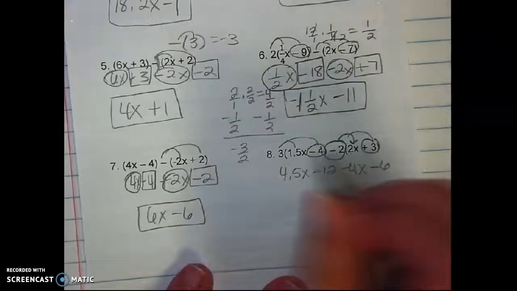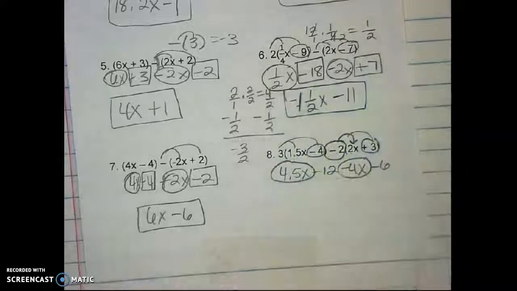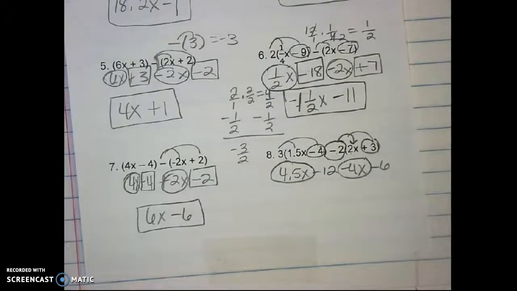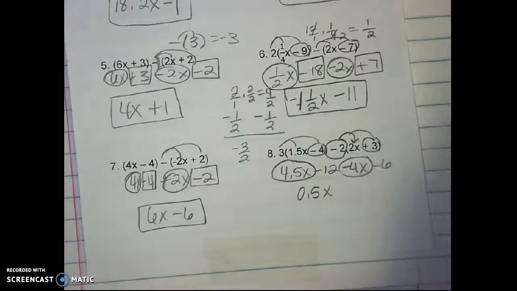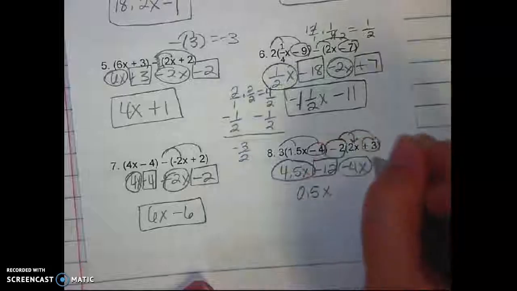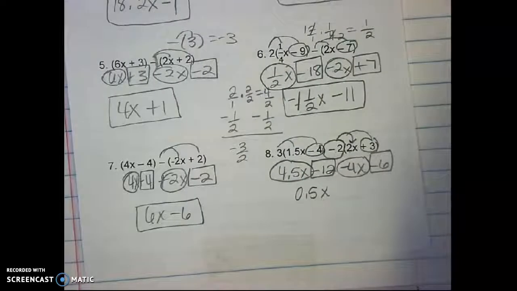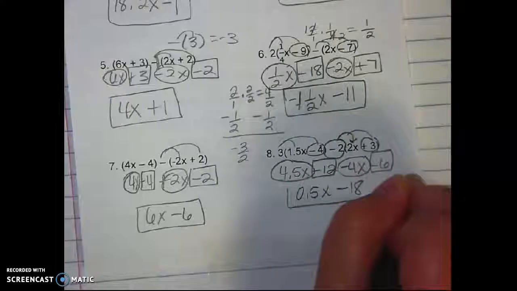Now I combine like terms. 4.5x plus negative 4x. My signs are different, so I subtract. 4.5 minus 4 is 5/10. Keep your variable. Now I look at my constant. Negative 12 plus negative 6. My signs are the same, so I add them. 12 plus 6 is 18. And I keep my sign. My sign is negative, so that's negative 18.